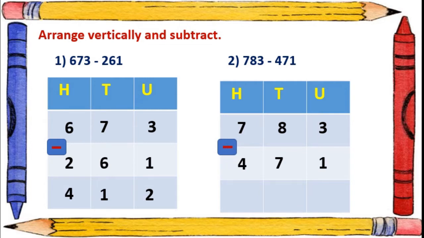Okay. Now 3 minus 1 in the units place is equal to 2. 8 minus 7 in tens place is equal to 1. 7 minus 4 is equal to 3. Means that is 300. Yes, we will read the answers. The answer of the first sum is 412 and the answer of the second sum is 312. Okay.